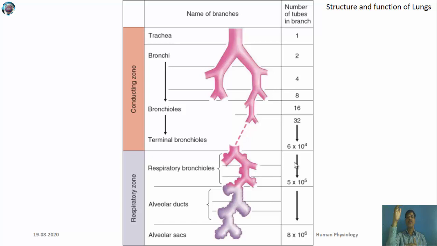So the structure of the lung starts from the nostril and ends at the alveolar sac. That is the end region of the lung passage. So the air can reach from the nose to the alveolar sac. The respiratory bronchiole, alveolar ducts and alveolar sacs contribute to the respiratory zone. Bronchus, bronchioles and terminal bronchioles contribute to the conducting zone.